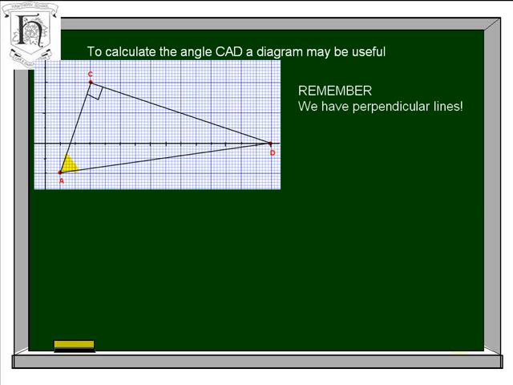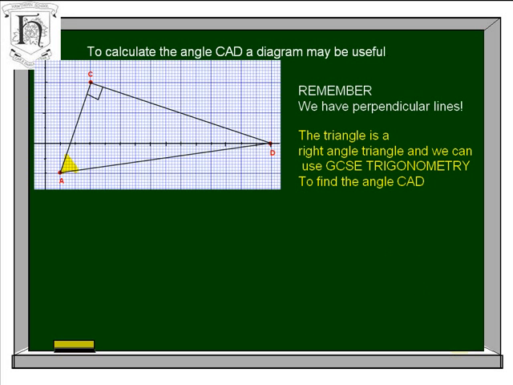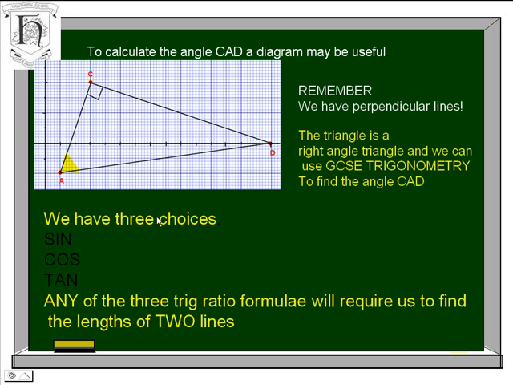The question is not so bad when we remember our basic GCSE trigonometry. We're trying to find the angle CAD. And using our knowledge of coordinate geometry, we could very easily work out the lengths of any of these three lines. It means that we could use trigonometry with the choice of either using sine, cosine, or tan. Any of these will require two lengths to be calculated.